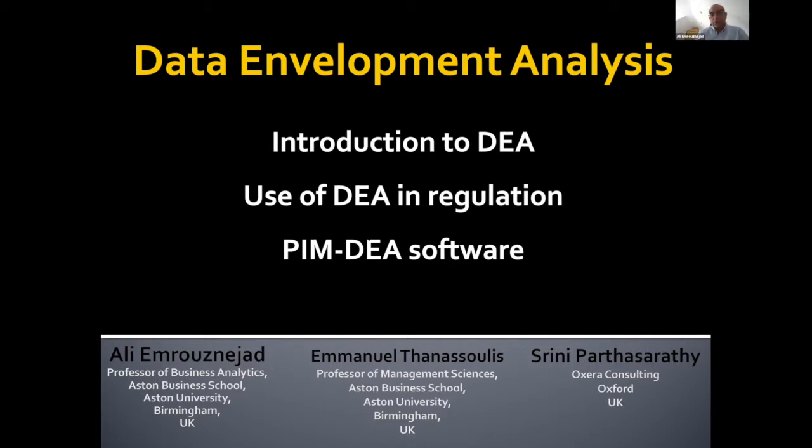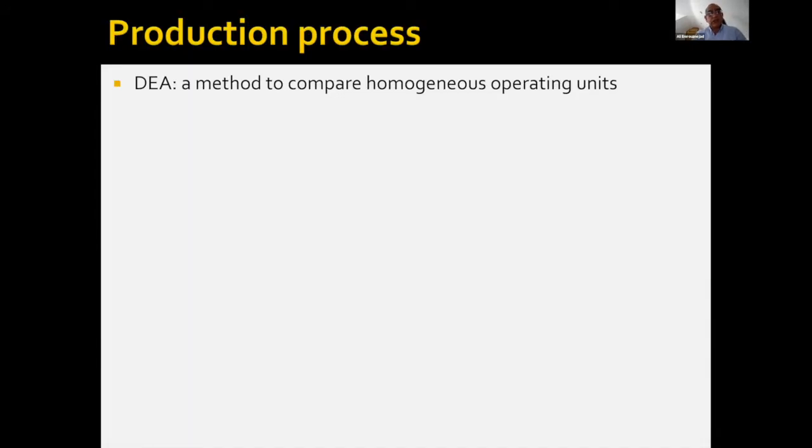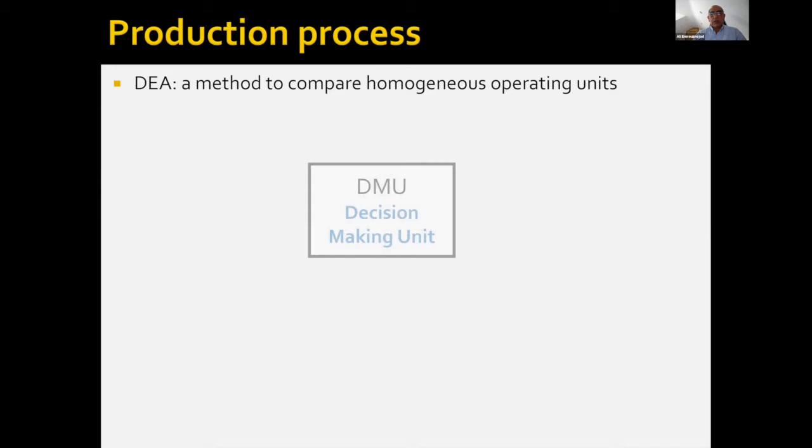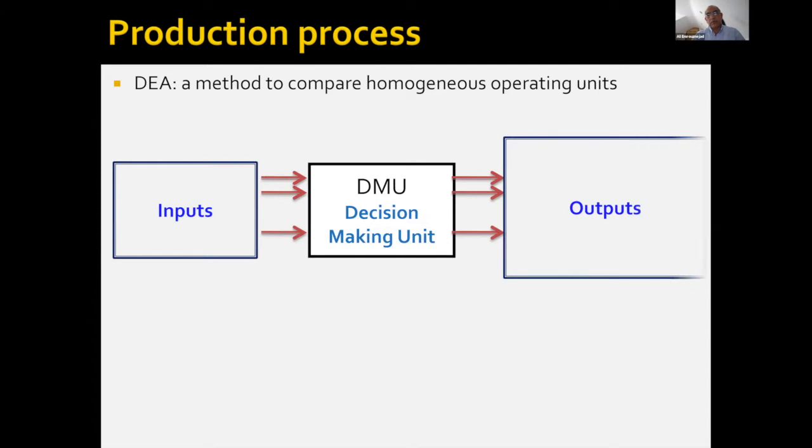Not sure how many of you know about DEA, but DEA initially started in 1978. It is a linear programming method that was developed by Charnes, Cooper and Rhodes as a way to measure the efficiency of decision-making units. When we talk about decision-making units, it means banks or hospitals or any other units for which we can define some resources and some outputs.